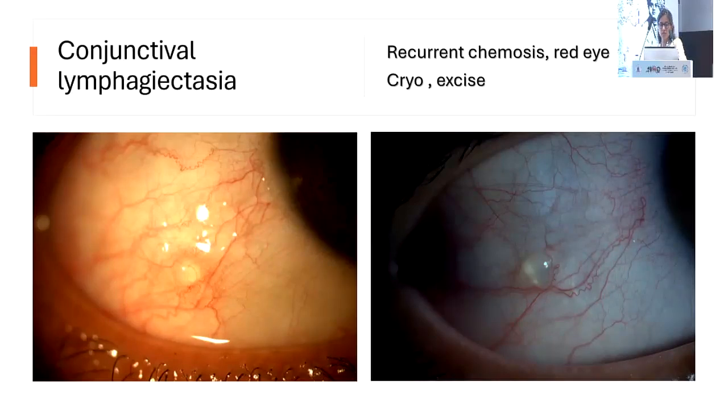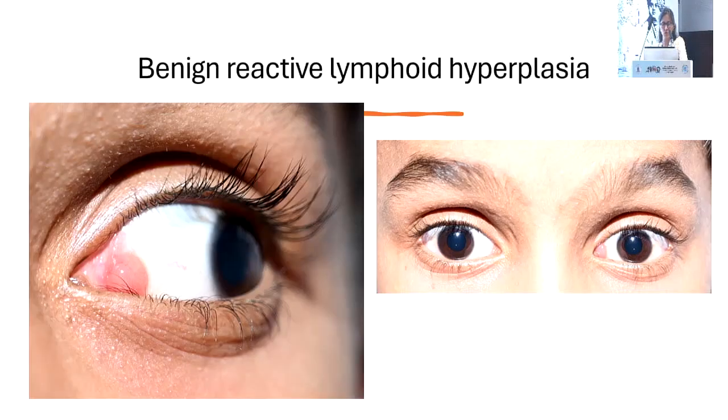So if that is the case, and if it is recurrent and symptomatic, then we can go for either a cryo to this lesion, or we can go for excision of the lesions also. Rarely this lesion can get filled up with blood, especially during episodes of URI, because we know that lymphangiomas tend to get aggravated during the episodes of URI, and that's the time they can even bleed also.